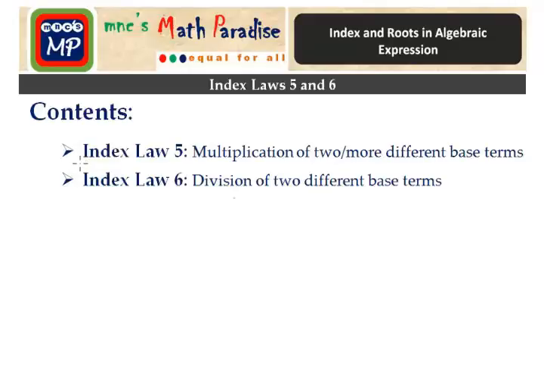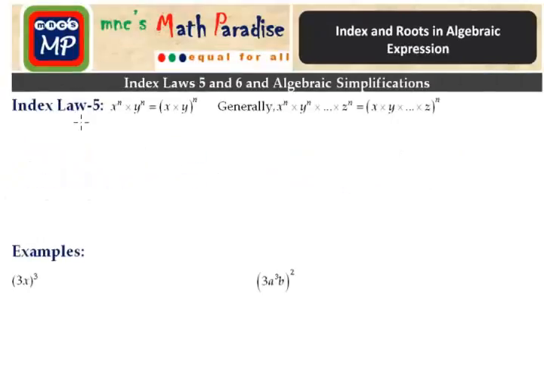In this lesson video, we will introduce index law 5 and 6, that is multiplication of two or more different base index terms and division of two different base index terms. Index laws 1 to 4 were based on the same base, but here in index law 5 we will see how we can calculate index form algebraic terms when there are different bases.